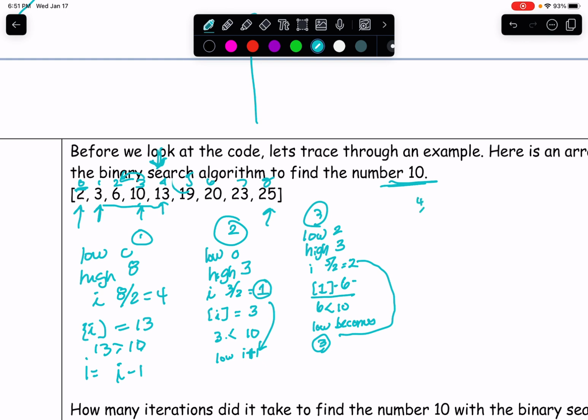So the fourth time, I have the low as 3 and the high as 3. Together, that would be 6 divided by 2, making I 3. And then we look at the value at index 3, which is 10, and we have a match. So it took 4 times.